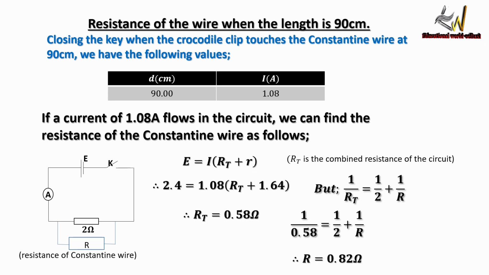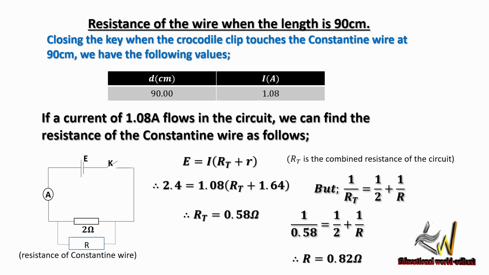Don't forget that. Simplifying to find the resistance of the Constantan wire, we have 0.82 ohms. Very, very important, so we take note of that: the resistance of the Constantan wire is 0.82 ohms when the length is 90 cm.